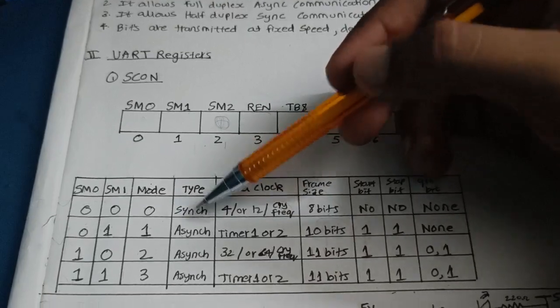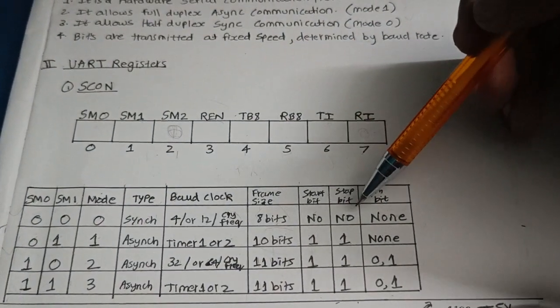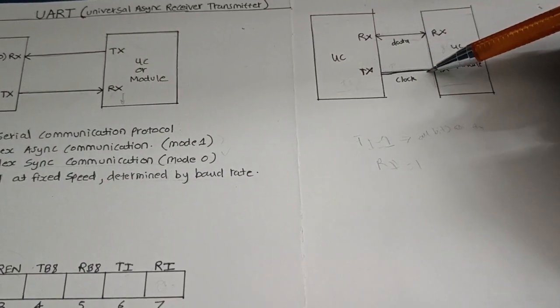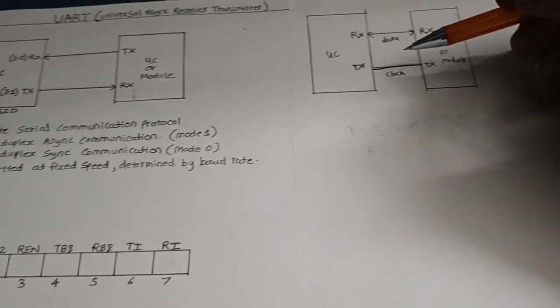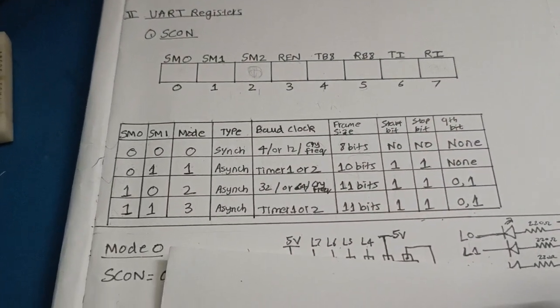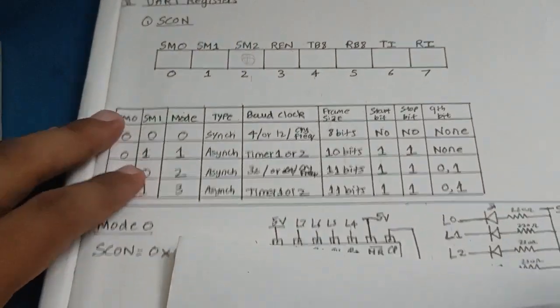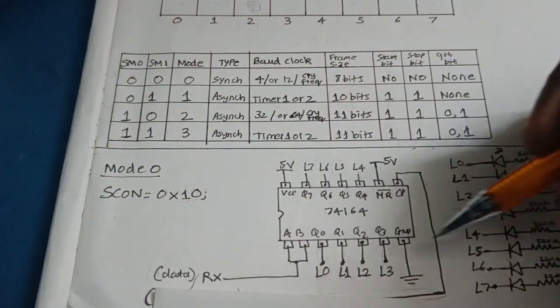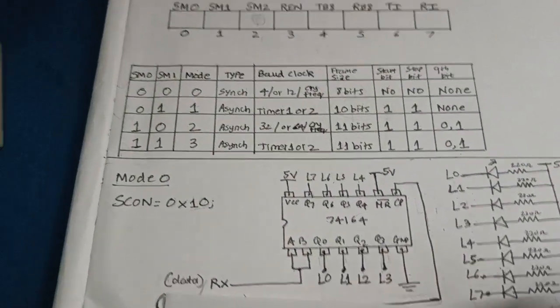But in synchronous communication, we don't require a start bit or stop bit because we are sending data along with the clock pulses. So the clock pulses are sampling the data on the RX line, and it's getting stored in the register, just as in a shift register. So this is the circuit diagram for mode 0.